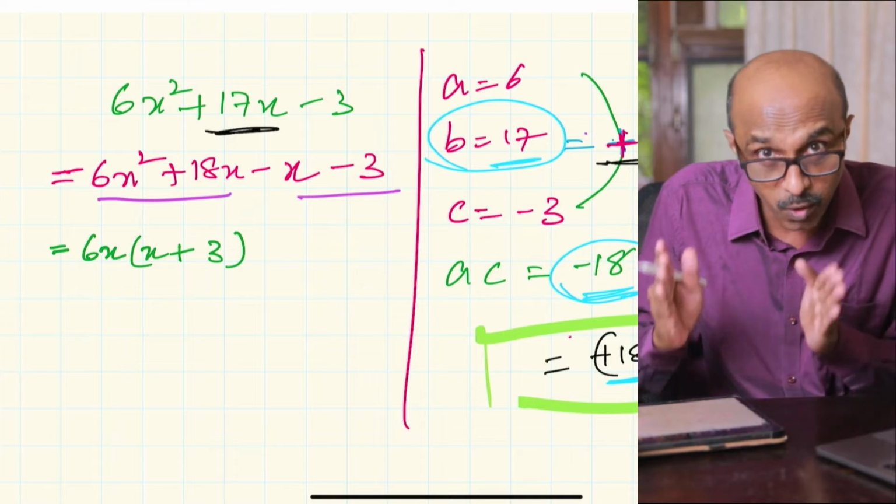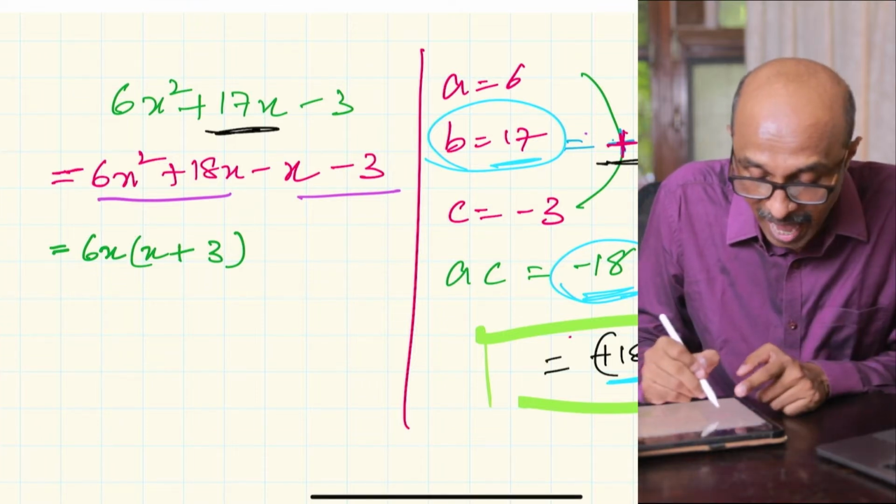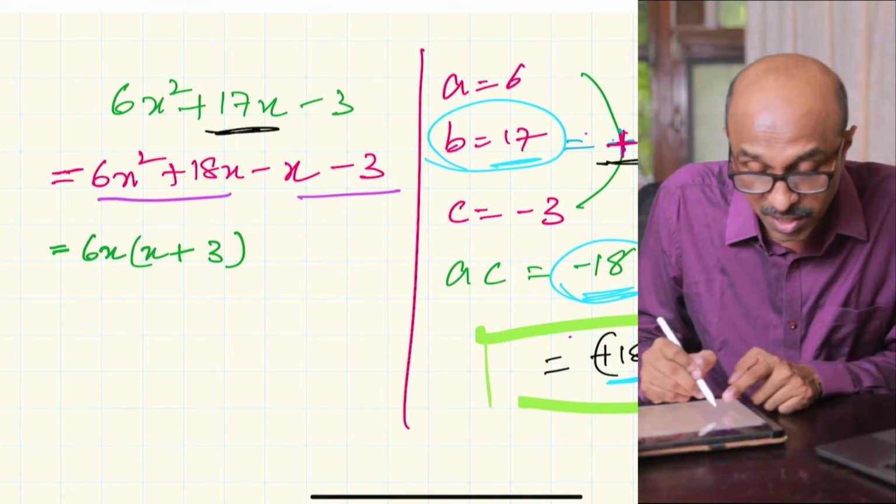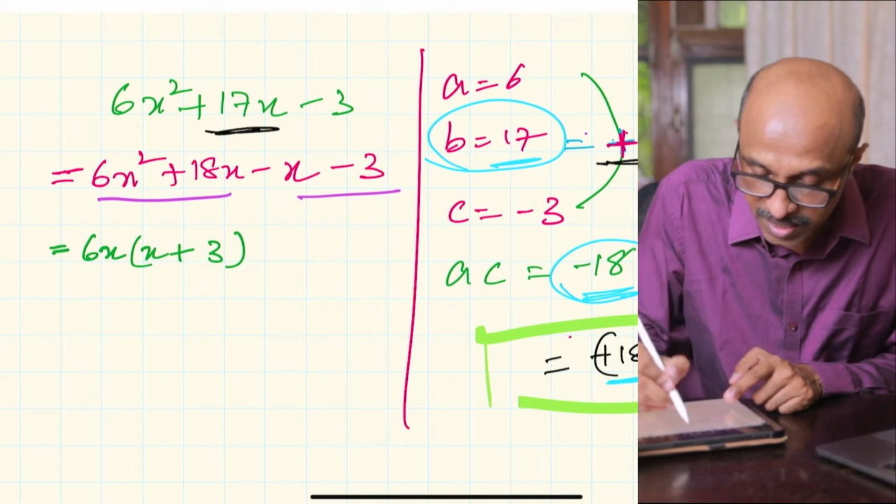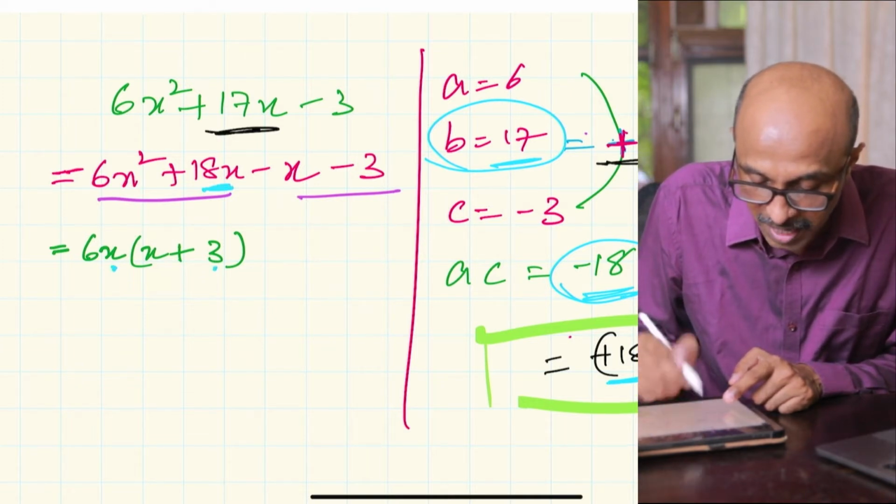So be careful. Go slow, because you have to show your working and you need to be correct. So 6x times an x is going to give you 6x squared, and 6x times a 3 would give you that 18x.